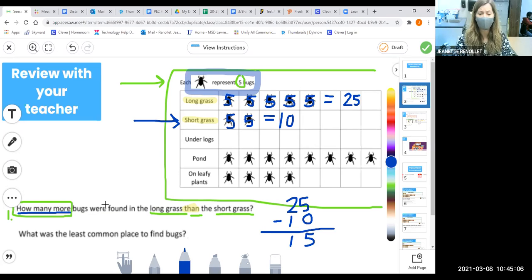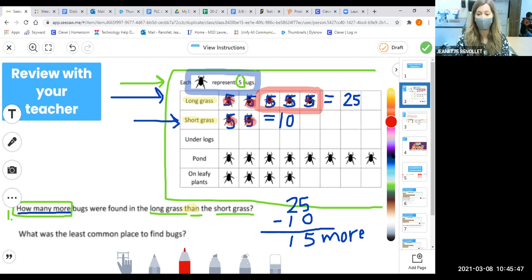So how many more bugs were found in the long grass? 15 more. You can even see that if you look at the graph. I see if I compare the pictures, both of them have 2 bug symbols right here. 1, 1, 2, 2. But if you count the ones that are more, there are 3 extra groups. So 5, 10, 15 more.